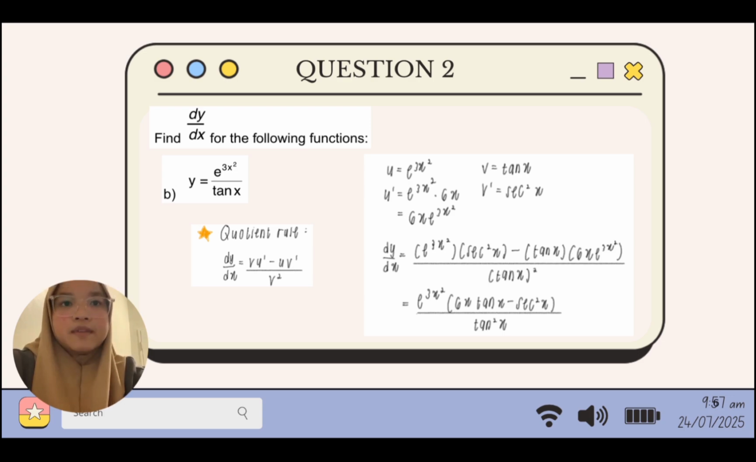Then we'll simplify all of them. For the final answer, we will get exponent 3x cubed bracket 6x tangent x minus secant 2x over tangent 2x.